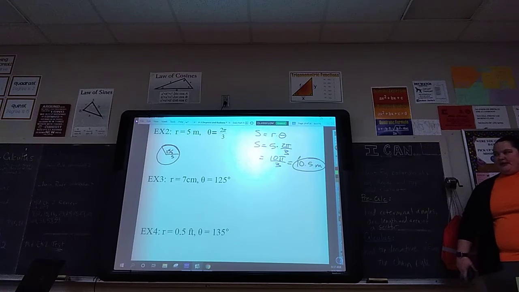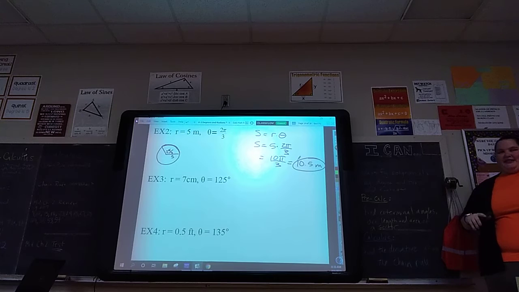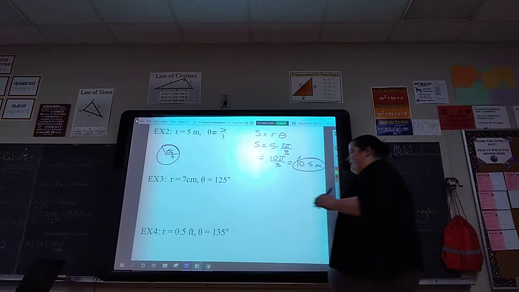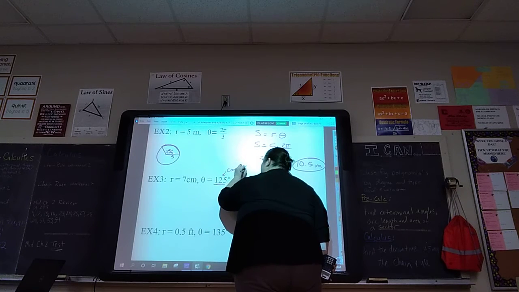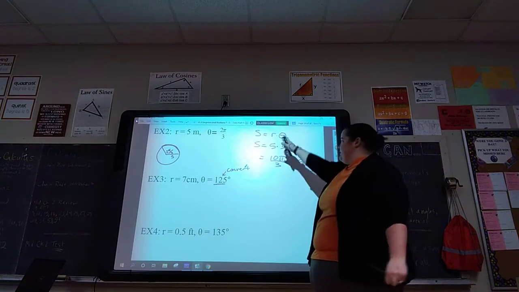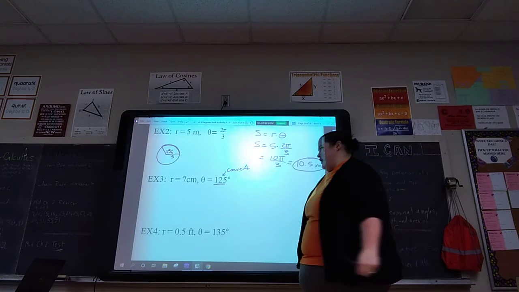Alright, so my third example, which I may just stop there and not do the fourth one because I think we're good to go with this one. What's different about this next example though? You have to convert it. Yeah, it's a degree, not a radian. So I have to convert, because the way I find arc length is it's radius times radian. That is not a radian, that is a degree, so I have to convert it into radians.